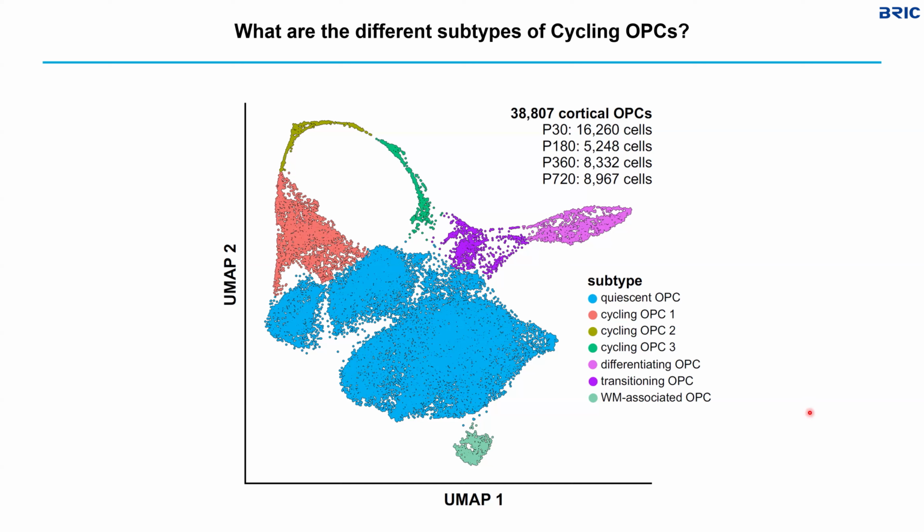But here, what was interesting about my data was that I had different subtypes of cycling OPCs. So instead of a single population of small proliferating cells, now I have this large population of OPCs, cycling OPCs, that are somehow bioinformatically distinct. What is the difference between all of the subtypes?